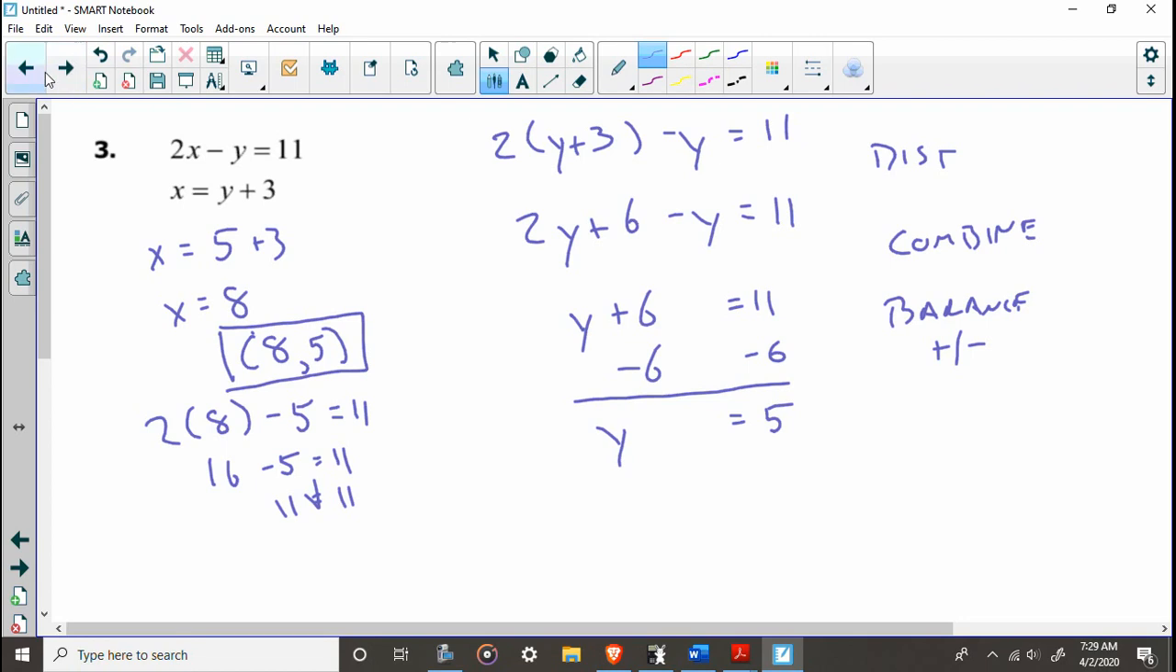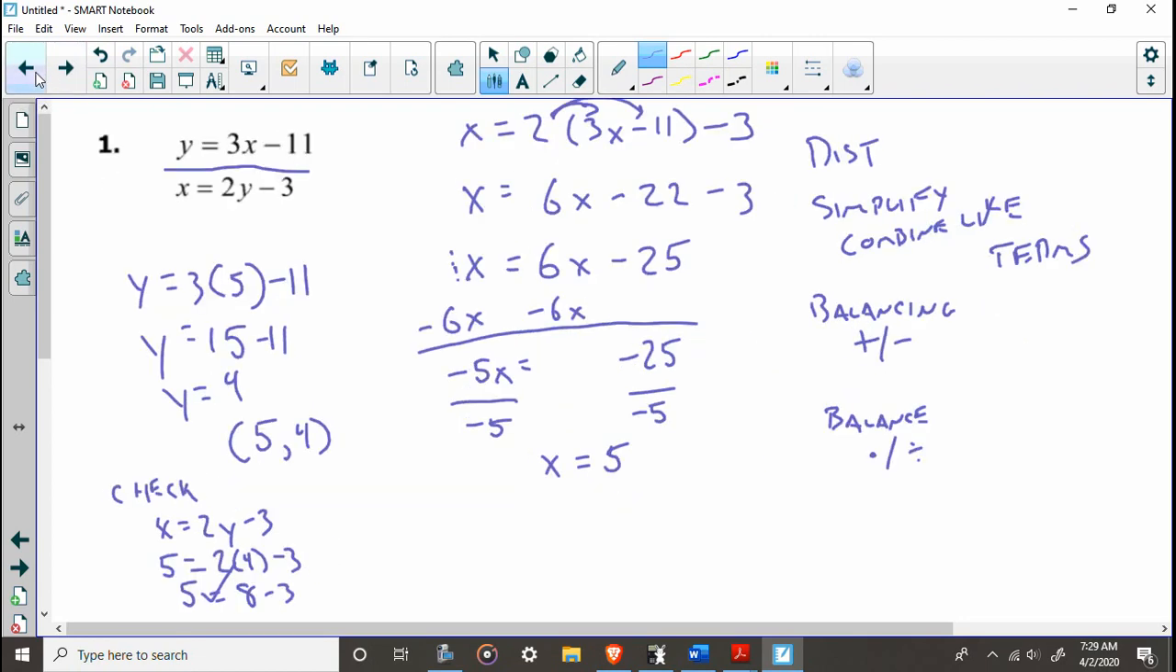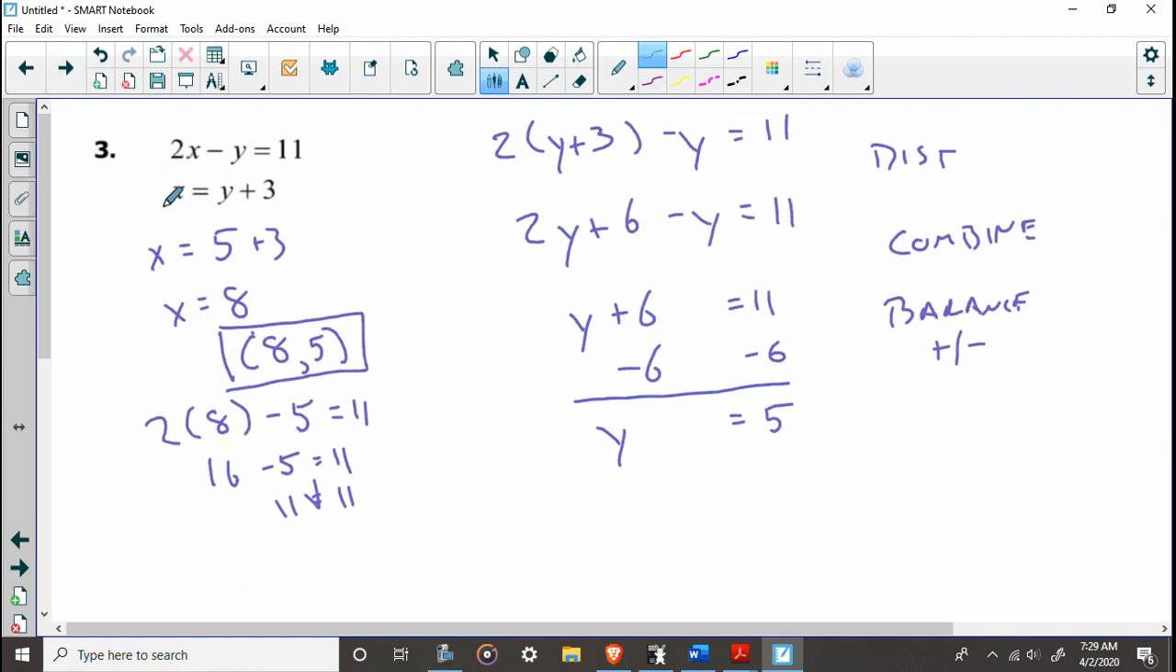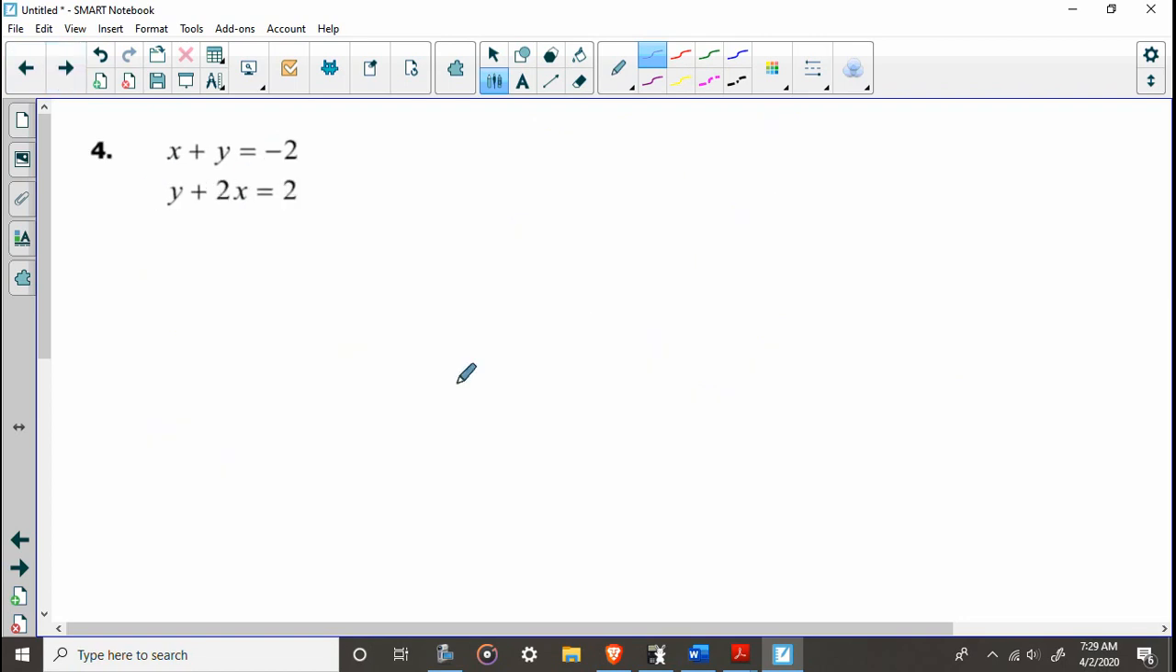Okay? So again, your first three, you want to do substitution, because look, isolated variables, right? Isolated variables here, right? We have isolated variables. Isolated variable. Isolated variable. And again, isolated variable, right? These are tailor-made for you to do substitution. Your last one, no isolated variables.